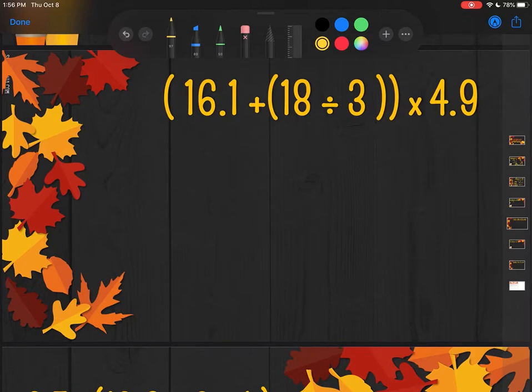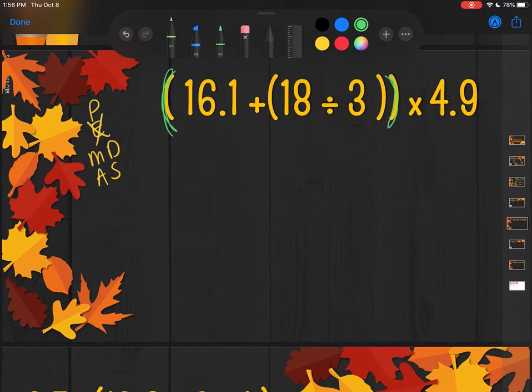All right, let's look at our next one. So now we see that we have nested parentheses. So I've got 16.1 plus parentheses 18 divided by 3, close parentheses, times 4.9. So I have to remember PEMDAS, parentheses, exponents. We don't do those yet. Multiply and divide from left to right, add and subtract from left to right.